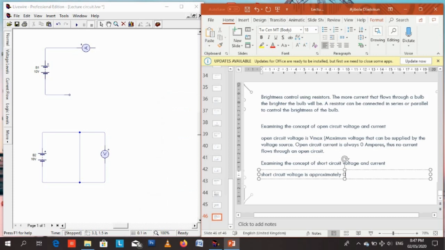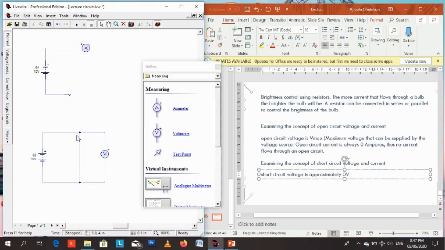So the short circuit voltage is approximately 0. When there's a path or a cable that connects the positive terminal to the negative terminal of the battery, that is a short circuit. If that's a short circuit already, and you try to measure the voltage across that short circuit, it's approximately 0 volts. So this is a short circuit.